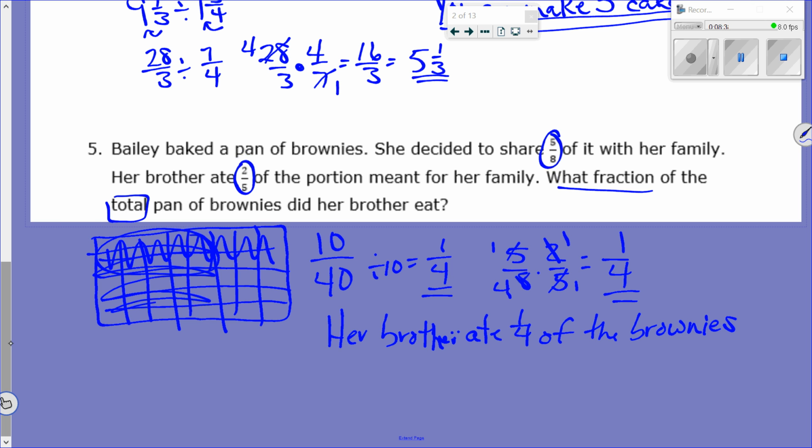Any questions on anything on the first page? No questions? Okay, good. Turn the page.